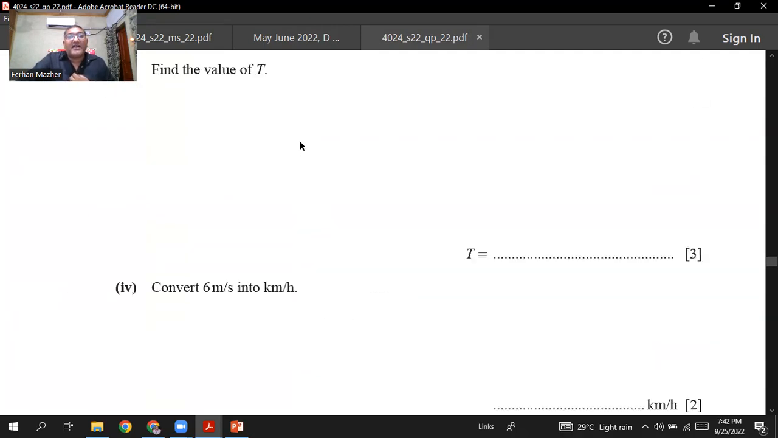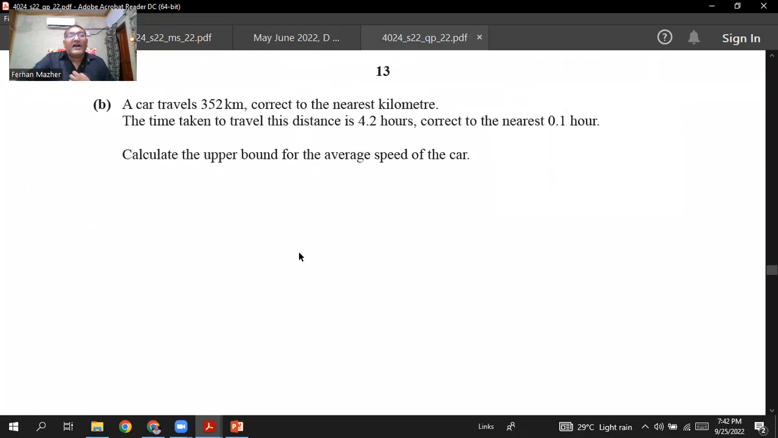He says a car travels 352 kilometers, correct to the nearest kilometer. The distance is 352 kilometers, and this is correct to 1 kilometer. So 1 kilometer divided by 2 will be 0.5 kilometer. You can add 0.5 to 352 and you will get the upper bound. You can subtract 0.5 kilometer from 352 kilometers and you will get the lower bound.